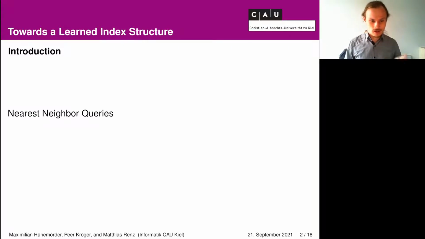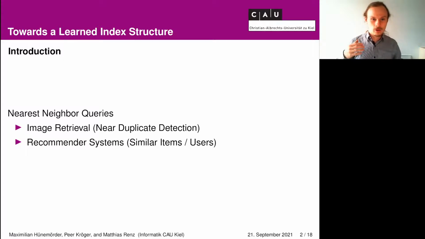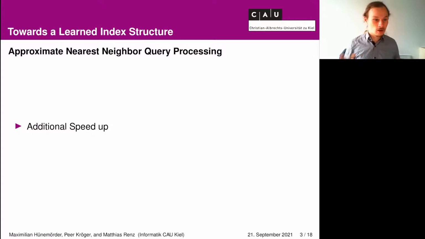Very recently we have image retrieval, like finding very close, almost duplicate images in a large database of images. We need nearest neighbor queries for recommender systems, like finding similar movies to a certain movie, similar users to a certain user, and generally in data mining. And this is very important, as you might know.